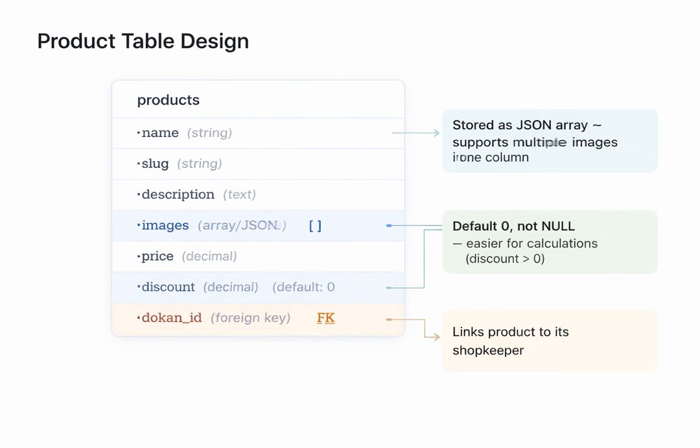Next is price, and then discount, which defaults to 0 rather than null. Why 0 instead of null? Because when we calculate discounts later in code, it's much easier to check if discount is greater than 0 than to check if discount exists and is not null. Finally, there's a token ID foreign key that links each product back to the shopkeeper who owns it.